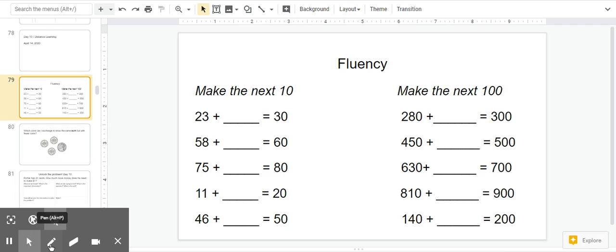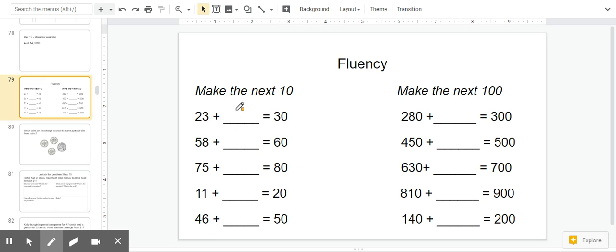Take a look at this first set of problems and see if you can fill in all of the answers. Then I'll go over them with you. Pause the video while you do it. Let's go over the answers now.